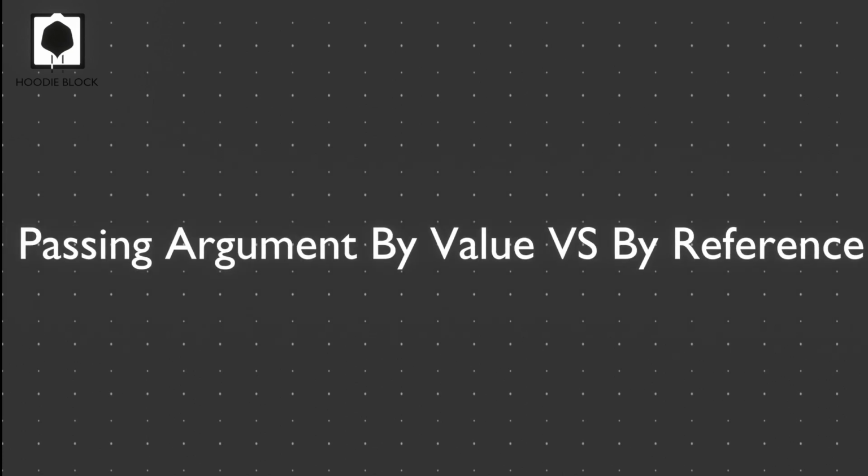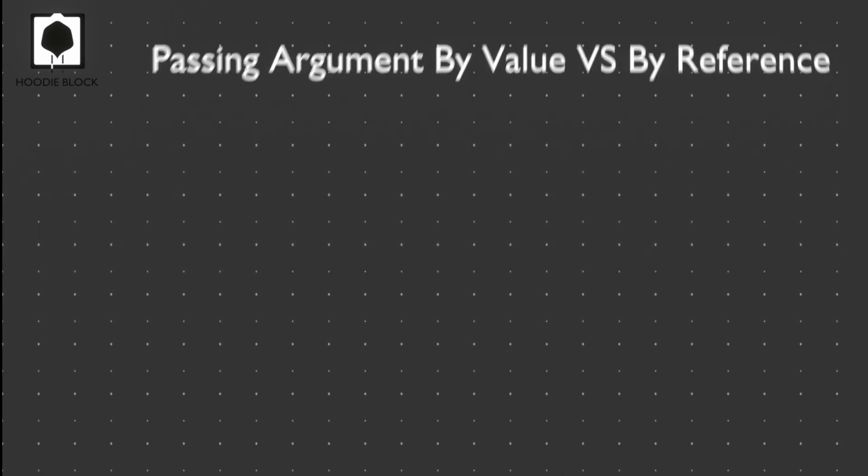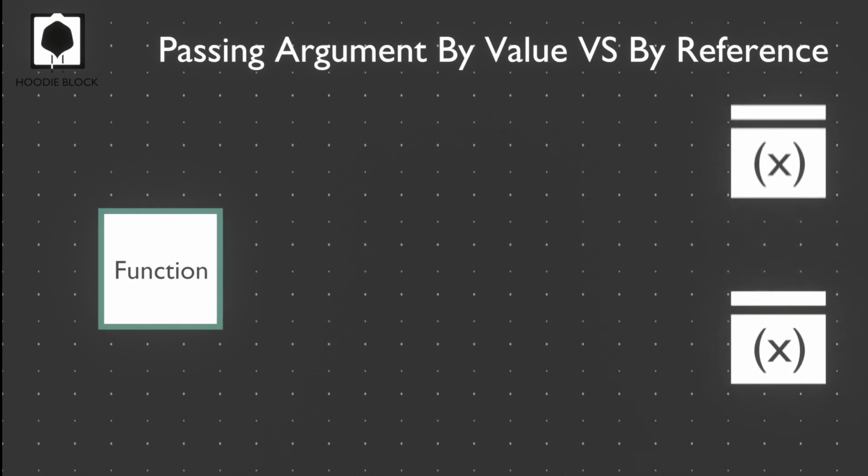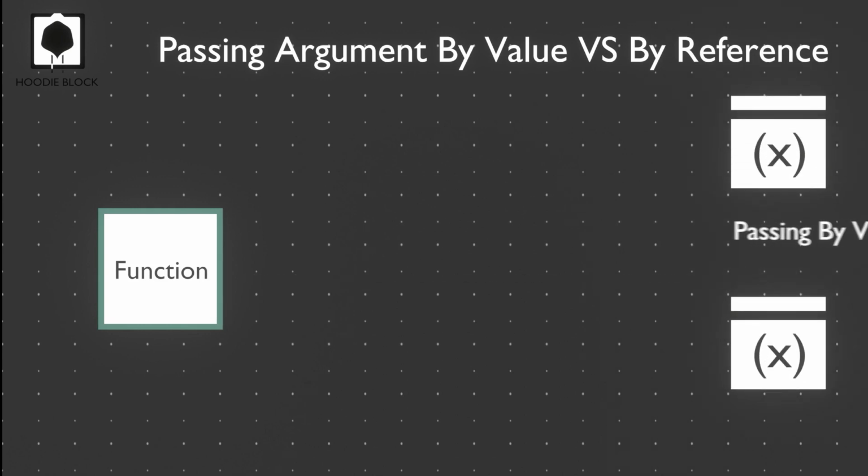Today we are diving into a crucial programming topic: how we pass arguments to functions. I'll guide you through two methods, passing by value and passing by reference. Get ready and let's explore these ideas together.